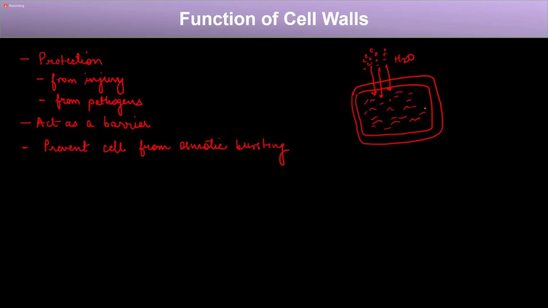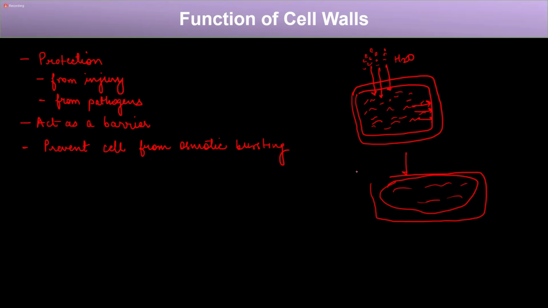The concentration of water inside will increase, and once it increases, it will put pressure onto the plasma membrane. But the plasma membrane is not rigid in nature, it is flexible. So its shape can get distorted, it can become something like this. But what does the cell wall do? The cell wall maintains the shape and prevents the cell from bursting. In this way, it prevents the cell from osmotic bursting.